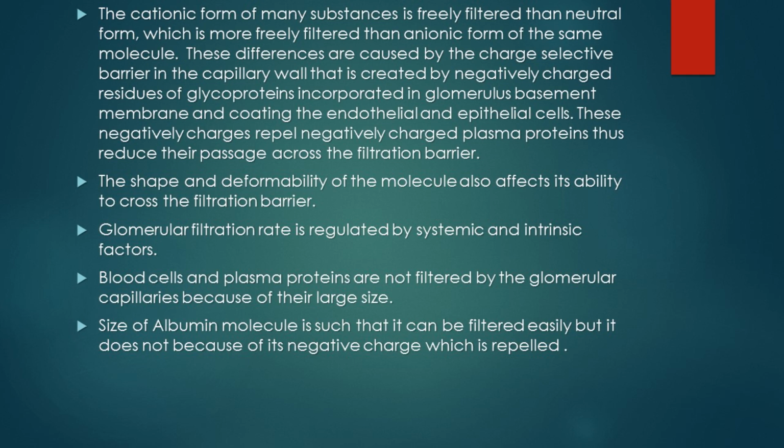The shape and deformability of the molecule also affects its ability to cross the filtration barrier. A deformed or irregular shaped molecule will find difficulty to cross this filtration barrier. So finally we reach the conclusion that blood cells and plasma proteins are not filtered by the glomerular capillaries because of their large sizes. And that's why the glomerular filtrate is identical to the blood plasma in its electrolyte and water composition.